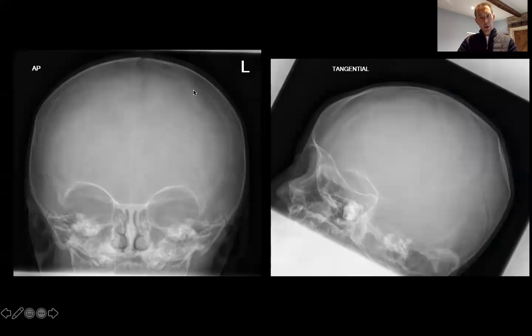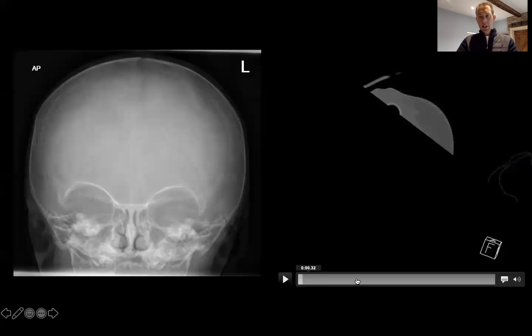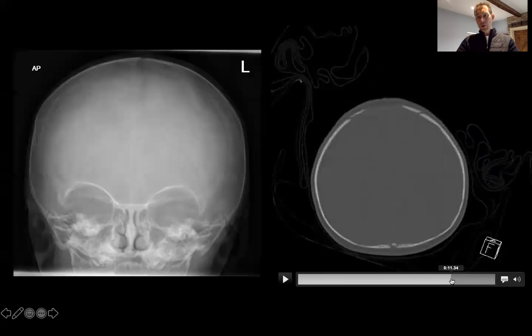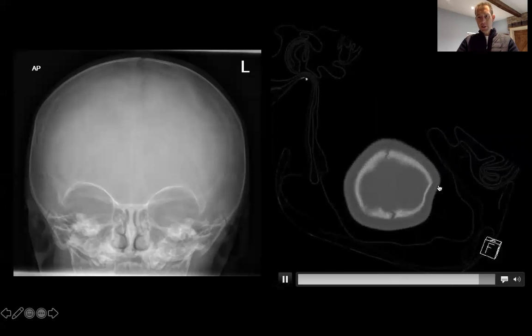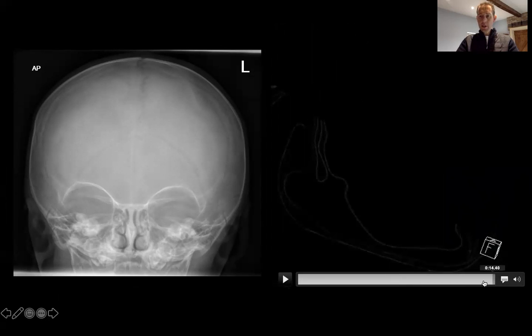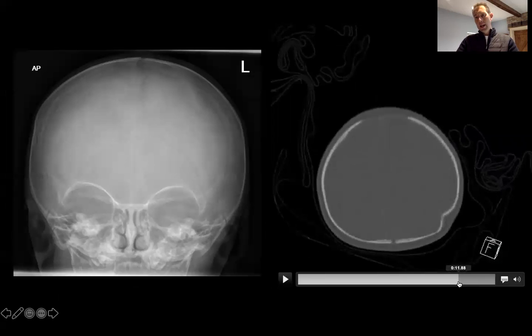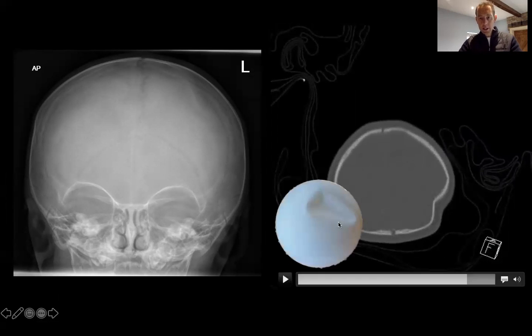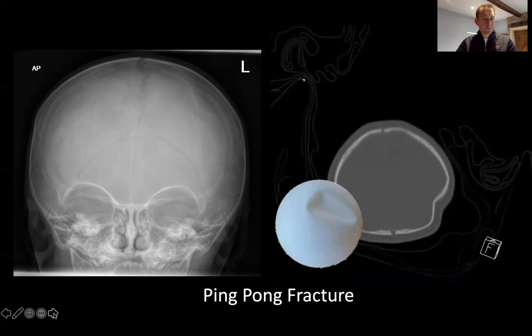And here we've got indentation of the skull vault. You can see on the CT head that there's actual sort of plasticity of the skull vault. The cortex itself isn't breached. And this is called a ping pong fracture because it's very similar to the indentation you get on a ping pong ball when you accidentally tread on it. It's the ping pong fracture.